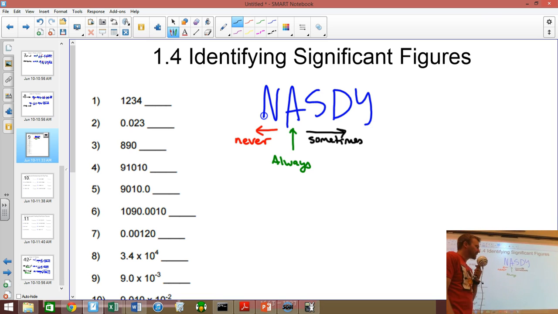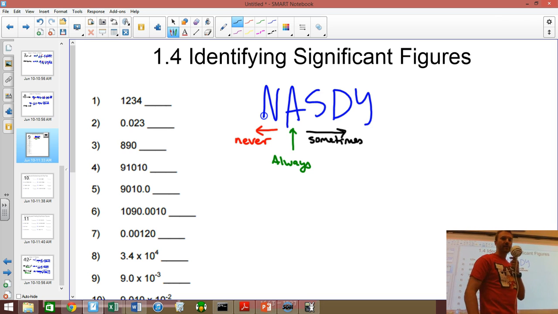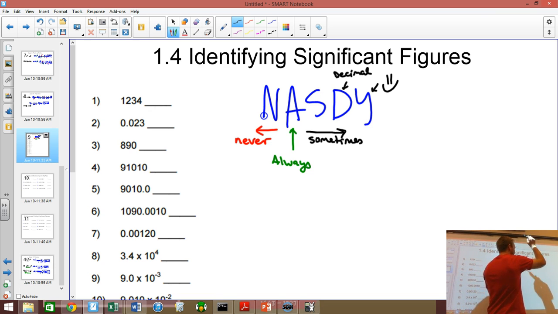Numbers are always significant, like 1, 2, 3, 4, 2, 3, 8, 9, 9, 1. Those numbers are always significant. Any non-zero number is always significant. But the real question comes with zeros. Zeros on the right are sometimes significant: if there's a decimal, then yes.